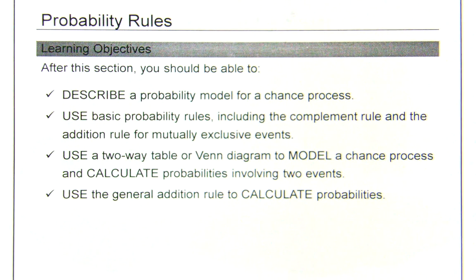Describe a probability model for a chance process. Use basic probability rules, including the complement rule and the addition rule for mutually exclusive events. Use a two-way table or Venn diagram to model a chance process and calculate probabilities. Use the general addition rule to calculate probability. The Venn diagrams I'm going to do in another video, so hopefully I can get through the two-way table stuff first.